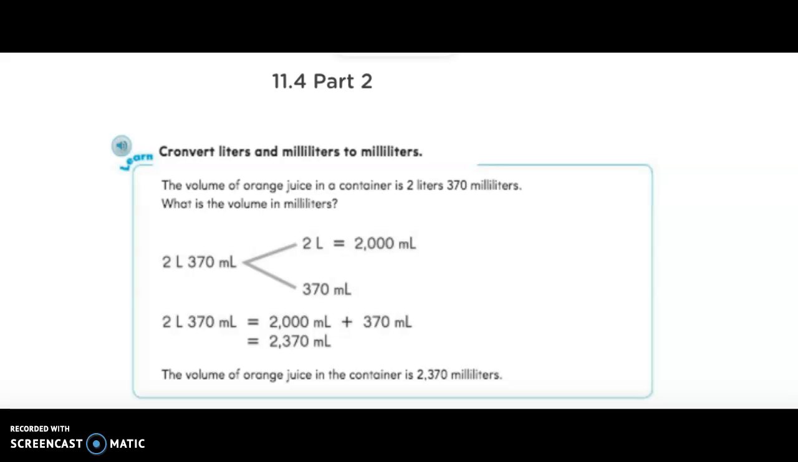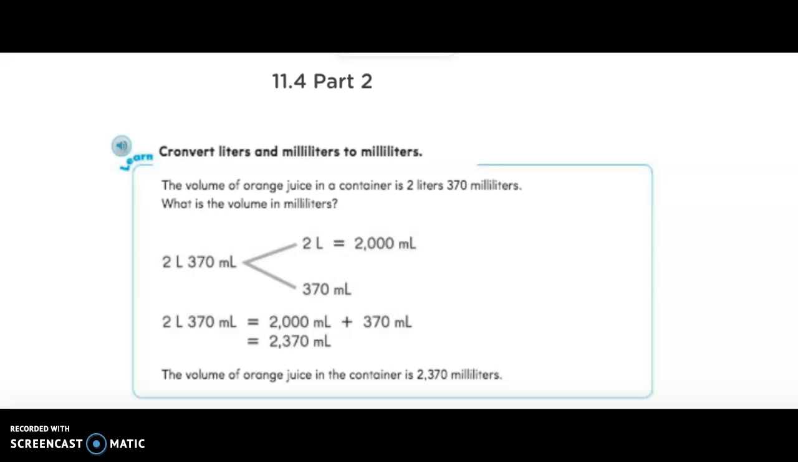Welcome to part 2 of lesson 11.4. So we are continuing with liters and milliliters and talking about volume and capacity. We are moving towards converting liters and milliliters to milliliters and vice versa.